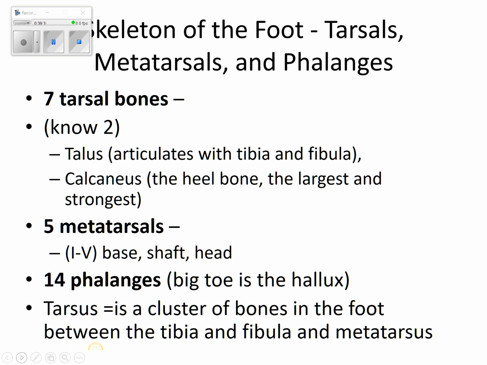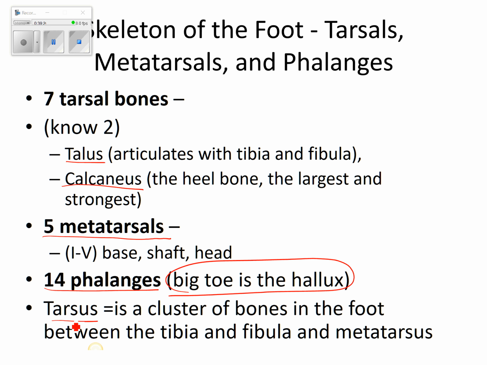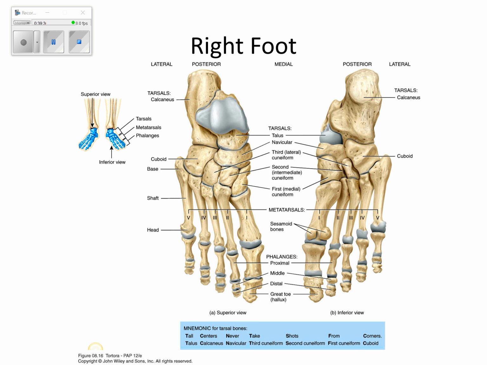Next, you have 7 tarsal bones. The talus, you need to know it articulates with the tibia and the fibula, and the calcaneus, which is the heel bone, and that's the largest and the strongest. You have 5 metatarsals, 14 phalanges, and the big toe is called the hallux. The tarsus is just a cluster of bones in the foot between the tibia and the fibula and the metatarsus. This is just showing you those, the talus here, and then the calcaneus bone here.